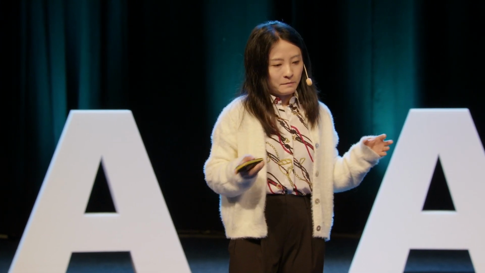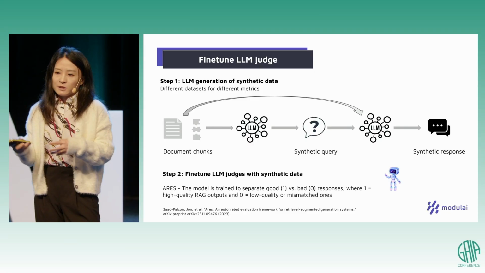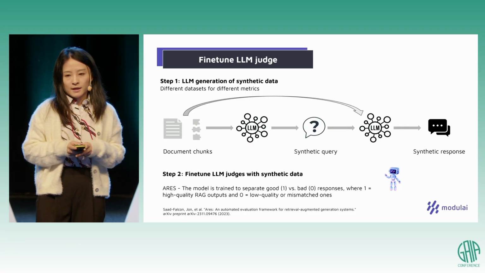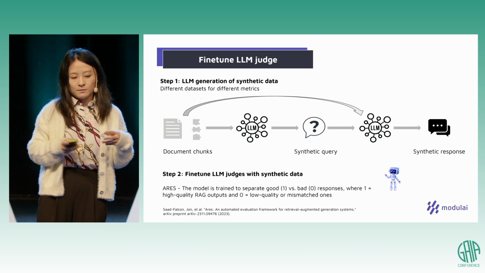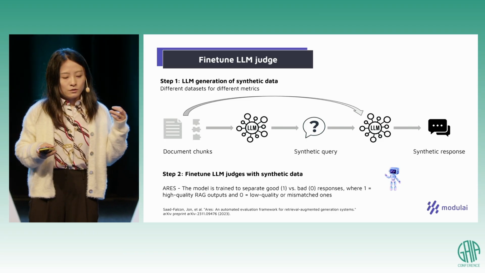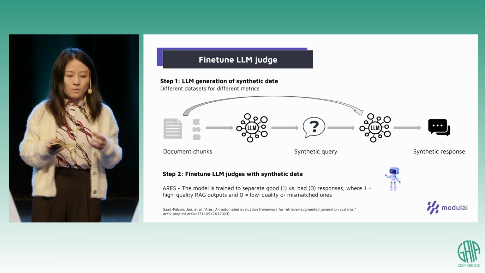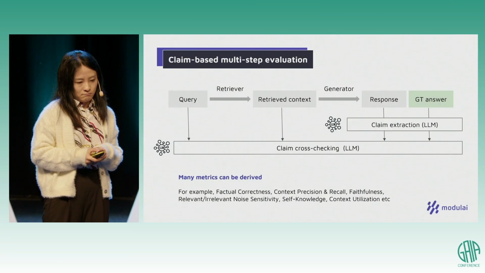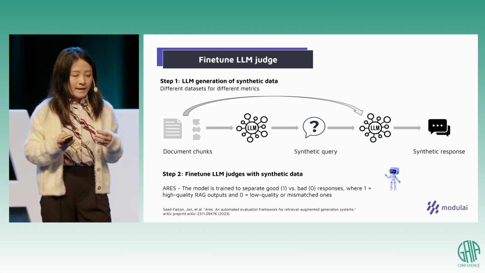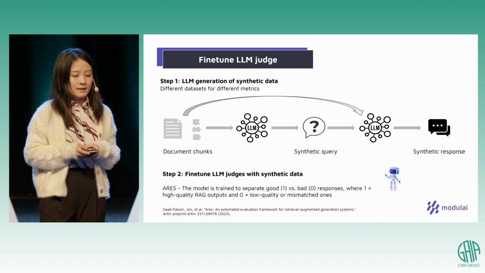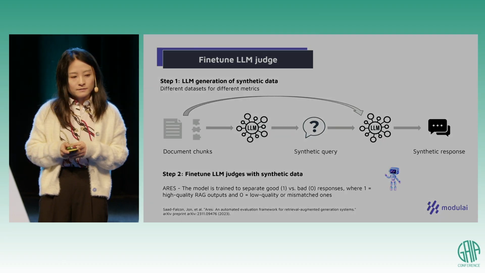After the synthetic data is ready, we can fine-tune LLM judges. And for training different judges specialized for different metrics, we give them different data sets. For example, this framework called ARES trains a judge for answer relevance by asking the model to distinguish good synthetic responses from the bad ones or mismatched ones. And this kind of fine-tuning is very valuable because it gives you a more reliable judge that is better suited to your data.